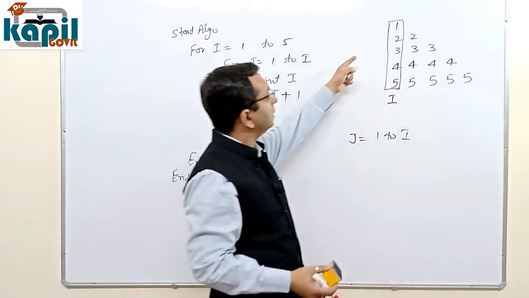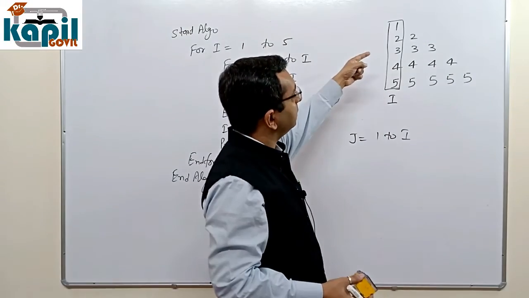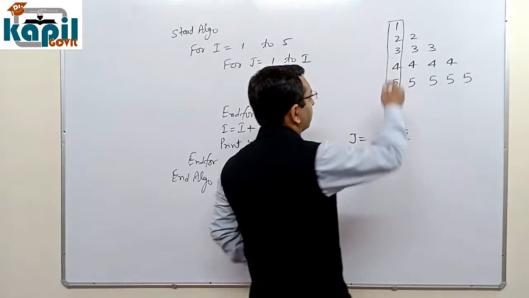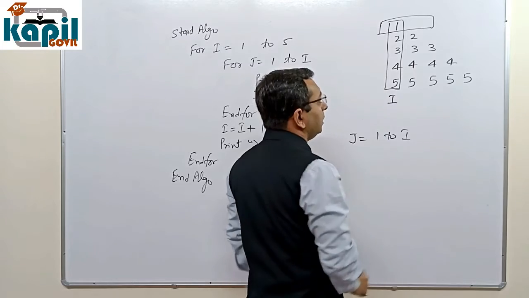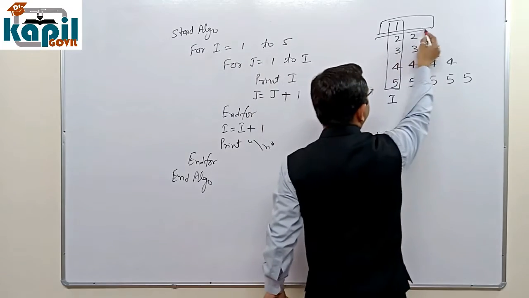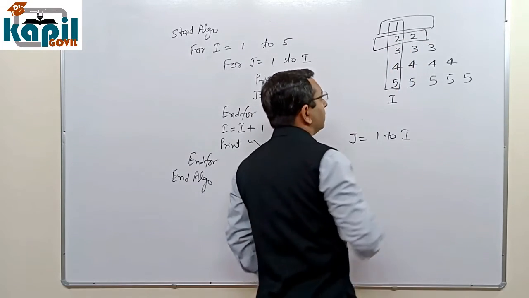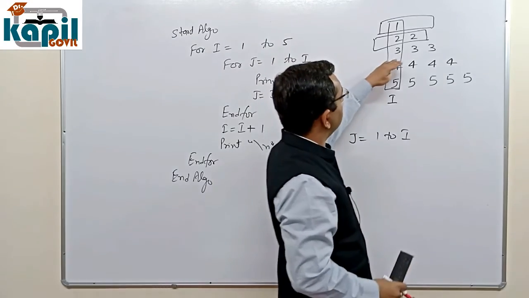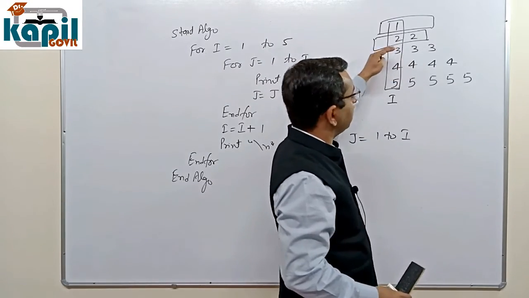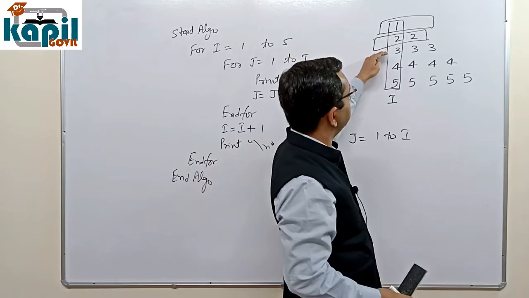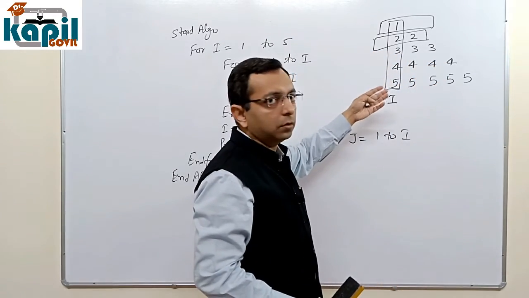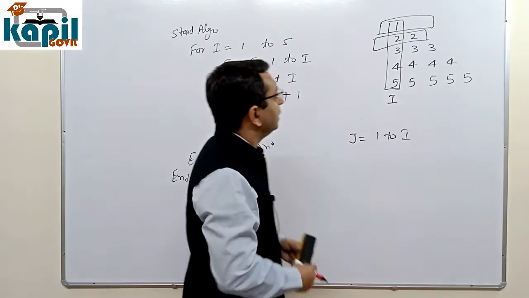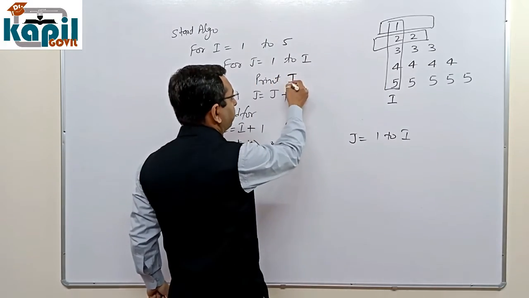Because here we can see that the row is changing. In the first row only 1 is printed. Then after this, in the second row 2 is printed. In the next row 3 is printed. It means whatever change is there, the change will be displayed in the row. Because it is printed in the row, that's why we will print I.